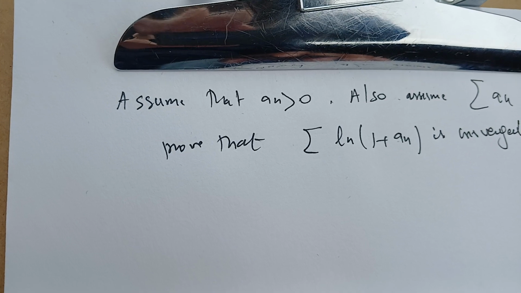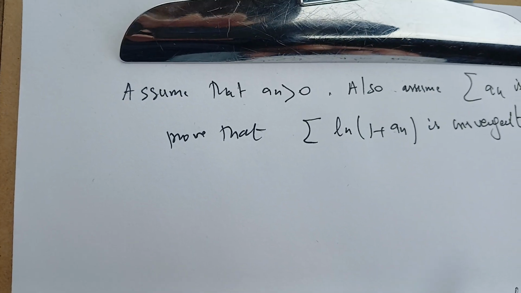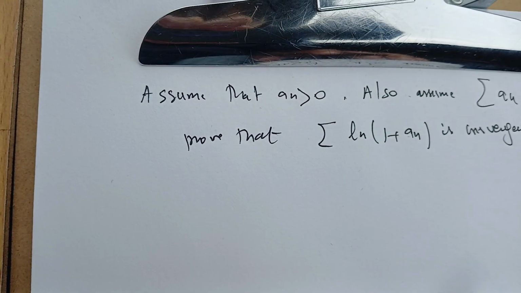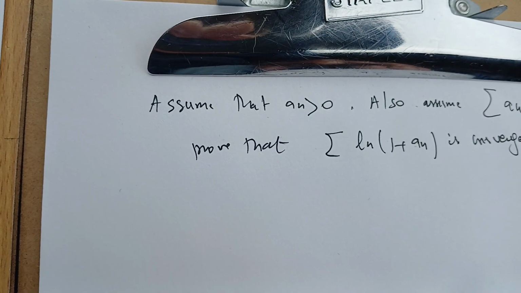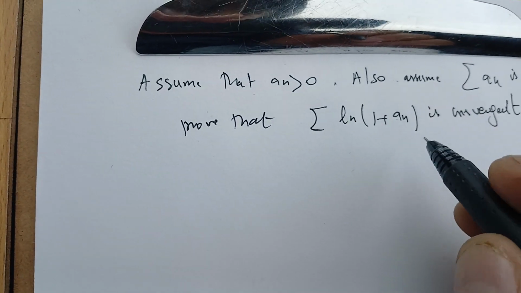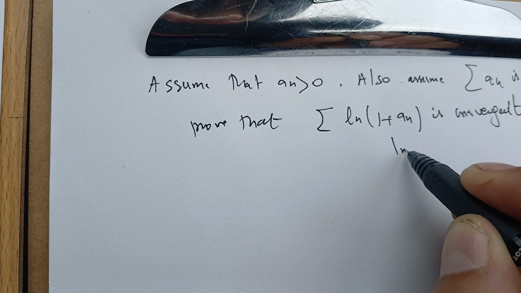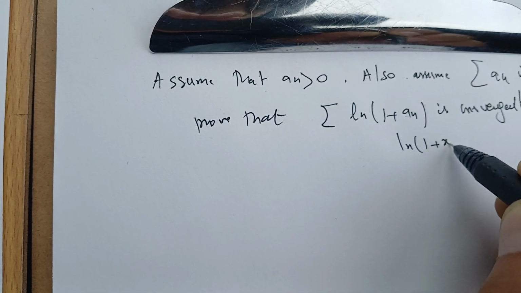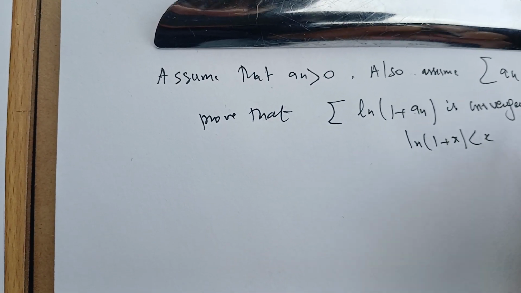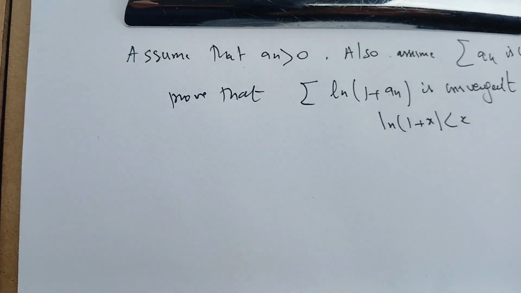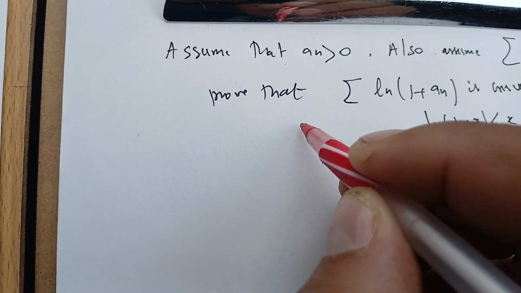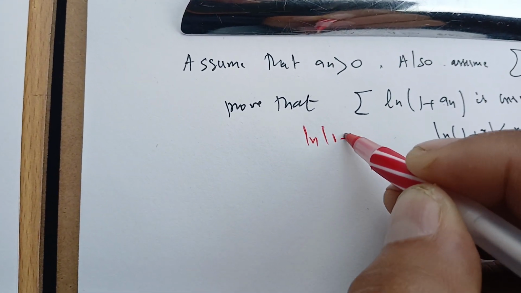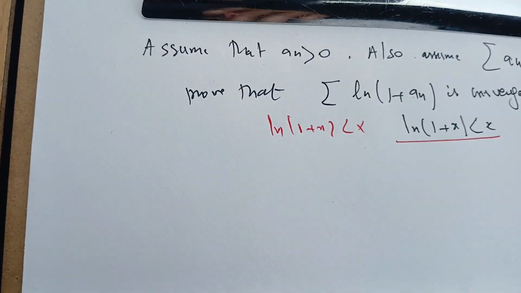This is a theoretical proof exercise, and before we start, we can give some hints. We want to use the comparison test to prove this result. We can also use the fact that ln of 1 plus x is less than x. So that's what we want to do. We want to prove that the natural log of 1 plus x is less than x.